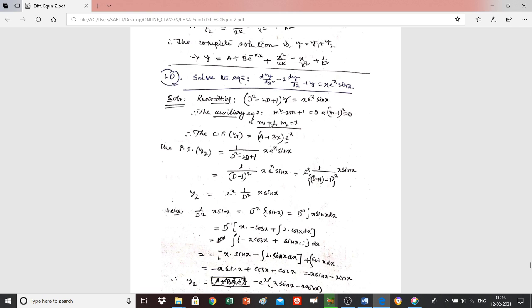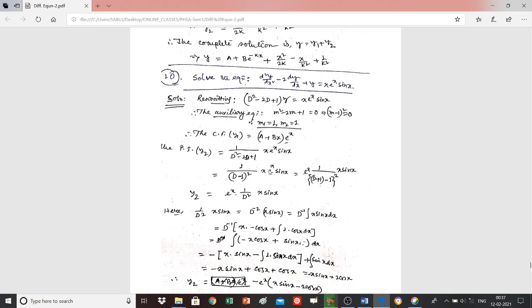you have obtained that two values of m are m1 is equal to 1, m2 is equal to 1, so both are equal. So in that case, complementary function is y is equal to a plus bx e to the power x. And particular integral is 1 by d square minus 2d plus 1 x e to the power x sine x. That is equal to 1 by, you can write this as d minus 1 whole square x e to the power x sine x.